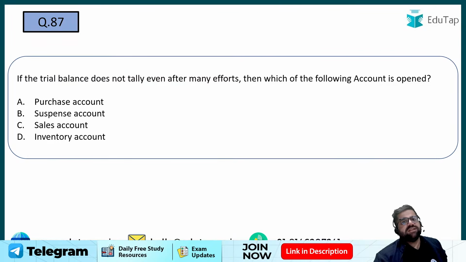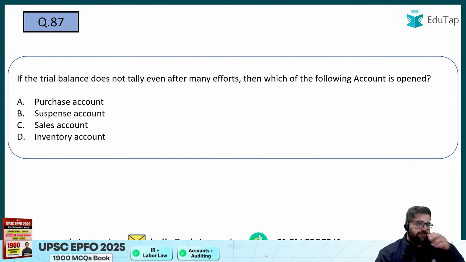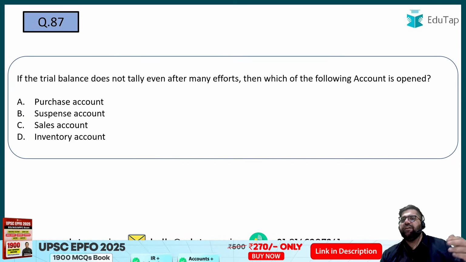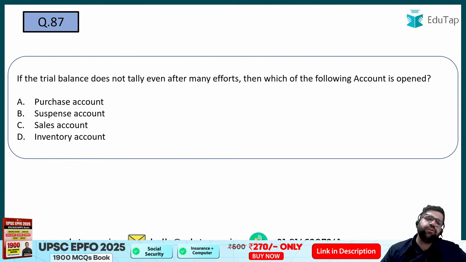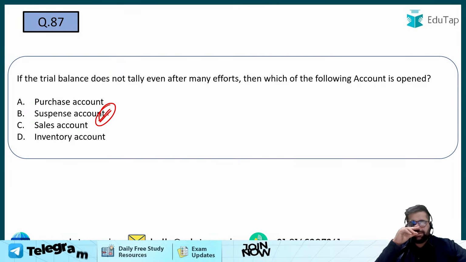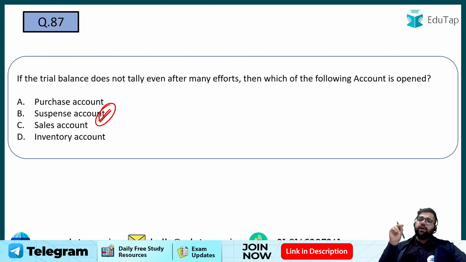If a trial balance does not tally even after efforts, then which of the following account is used? अब ये तो theoretical question है. If a trial balance does not tally even after many efforts, then we have to use suspense account. We will transfer debit or credit in your suspense account. And remember, एक ऐसा अकाउंट है सस्पेंस अकाउंट जिसका बैलेंस डेबिट भी हो सकता है, क्रेडिट भी हो सकता है, right?